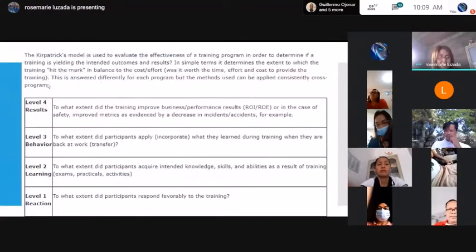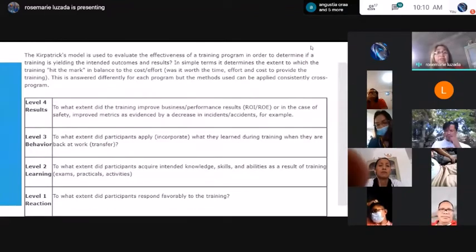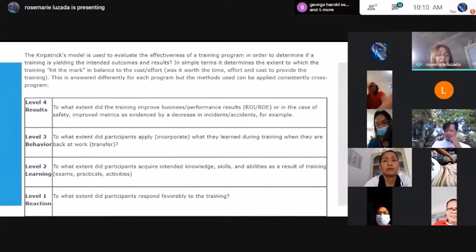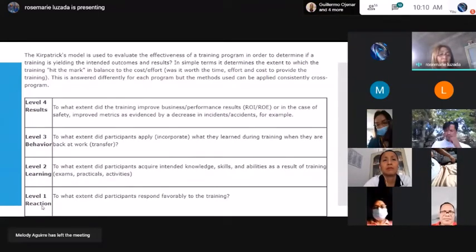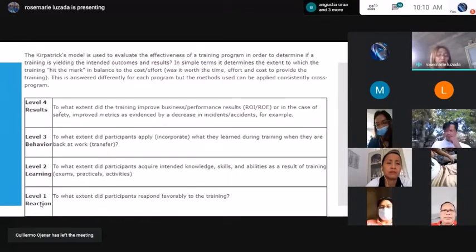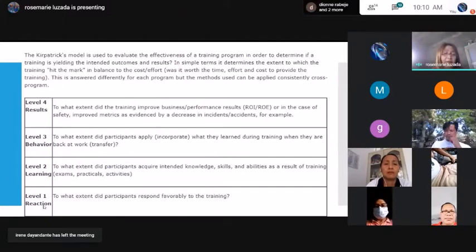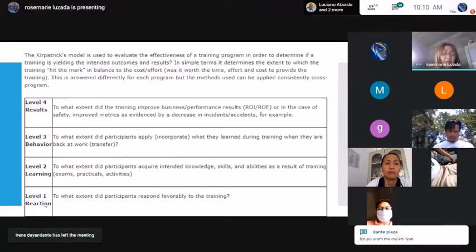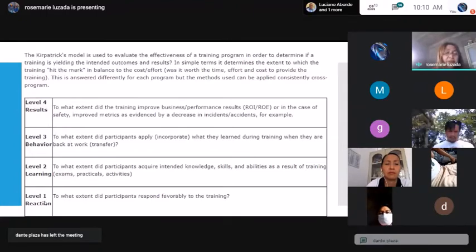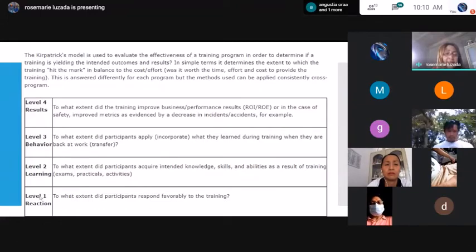Okay, so again, the Kirkpatrick model is used to evaluate the effectiveness of a training program in order to determine if a training is yielding the intended outcomes and results. So this is just the same as the diagram I've shown you a while ago. So the four components of the Kirkpatrick model: the reaction, level one, what would be the reaction of the people around, the parents, the teachers, and the students regarding the new setup of delivering lessons, which is distance learning. Then learning.